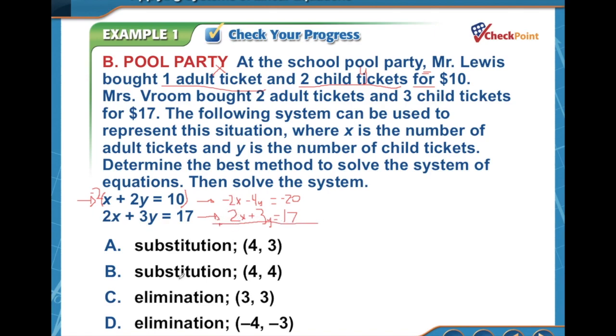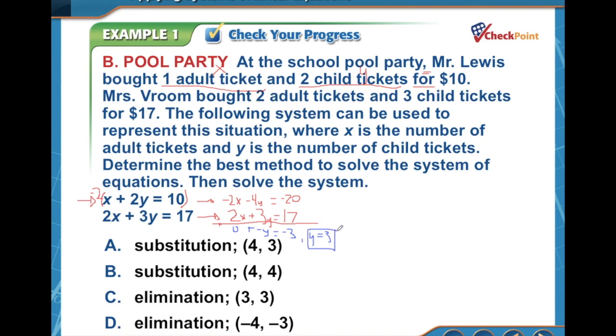So 2 and 2, I'll change my color as we finish up. 2 and 2 is 0, so that's eliminated. Plus negative y equals negative 3. So we have here negative y equals negative 3. If you were to divide both sides by negative 1, you know y equals positive 3. So y equals 3. Great. So we're almost done.